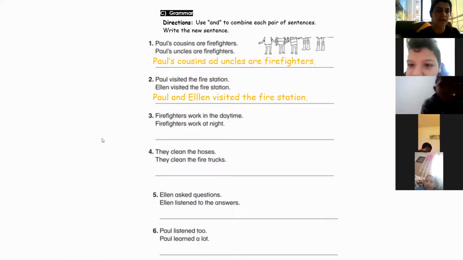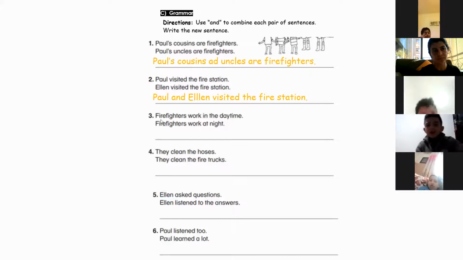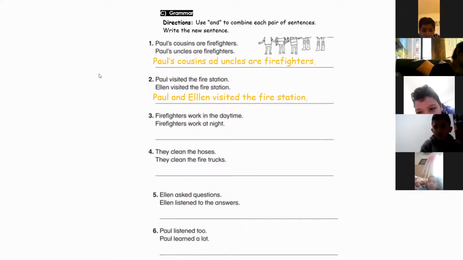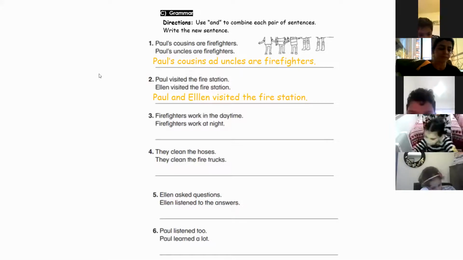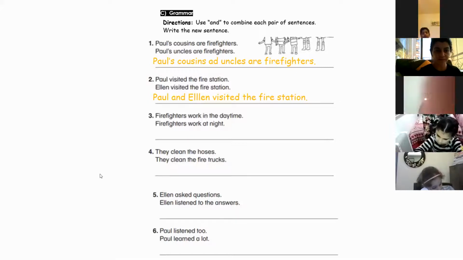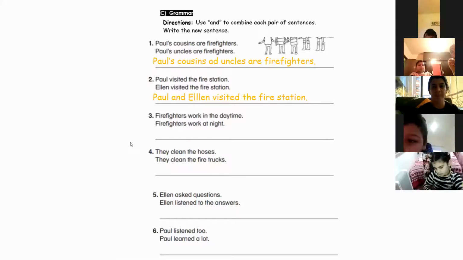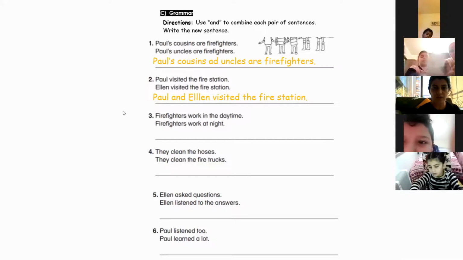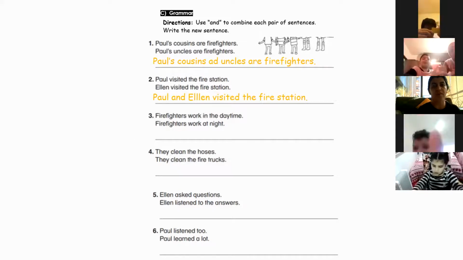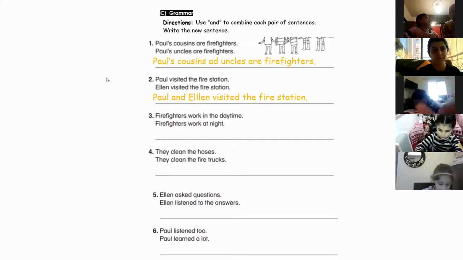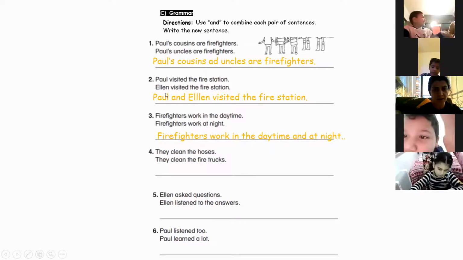Number three, Hassan Sabrawi. Thank you, Celine. Can you read the pair of sentences in number three? Firefighters work in the daytime. Firefighters work at night. Firefighters work in the daytime and at night.